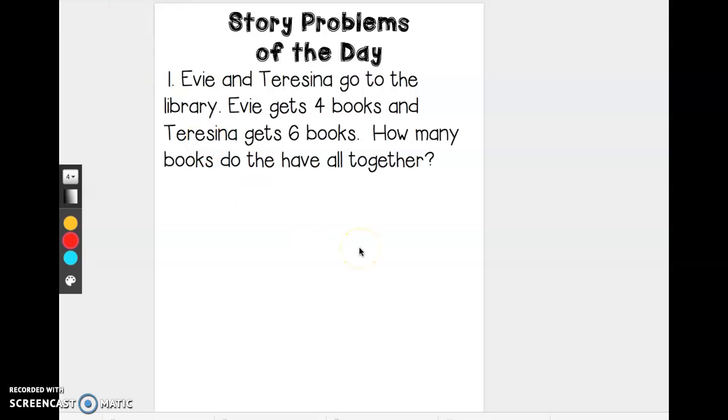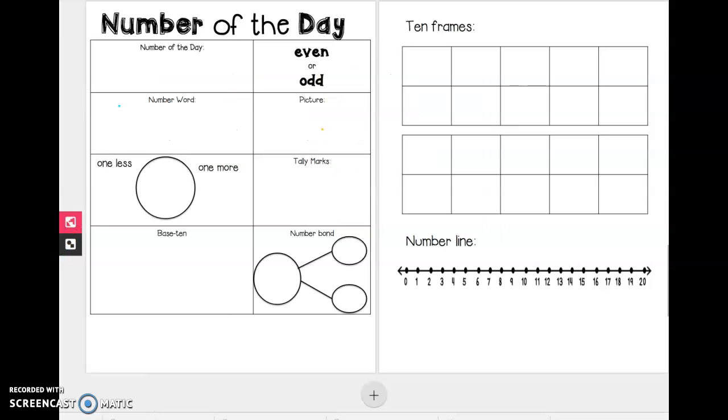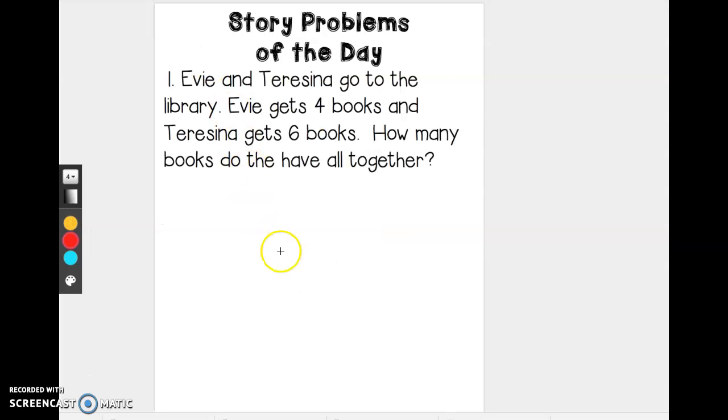Okay, so we're going to start every day looking at different story problems of the day. We'll be able to use our number of the day sheets also to help us. But we're going to look at the story problems themselves first and decide if we're going to need to add or subtract. So, first with story problems, you need to picture it in your head.